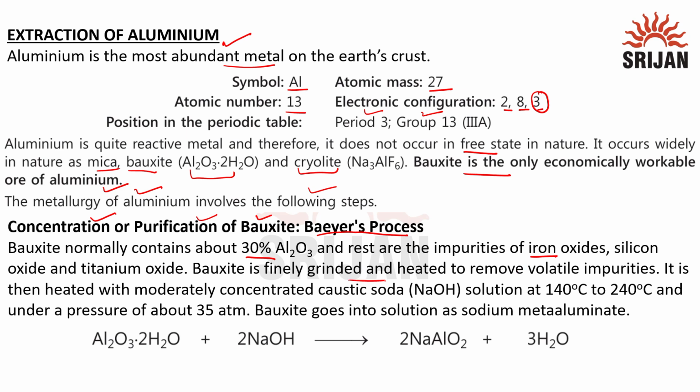Here bauxite is finely ground and heated to remove the volatile impurities. It is then heated with moderately concentrated caustic soda, that is sodium hydroxide, NaOH solution, at 140 to 240 degrees Celsius under pressure of about 35 atmospheres, and that's why the bauxite goes into solution as sodium meta-aluminate. Here you can see that after reaction with NaOH, the bauxite ore gets converted into sodium aluminate and releases water molecules. Sodium aluminate is basically sodium, aluminium and oxygen combined in a form.